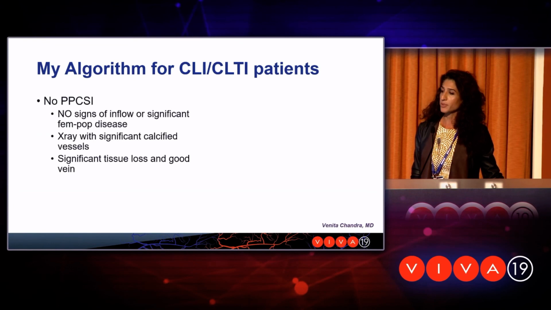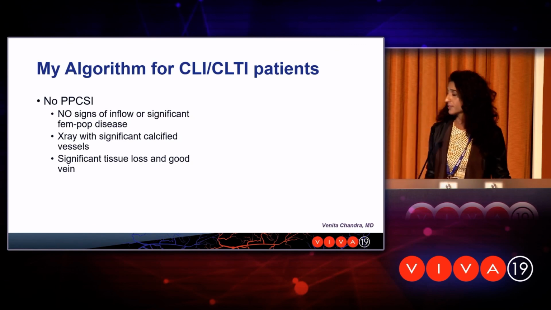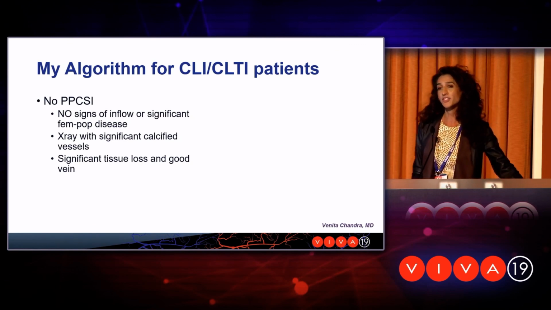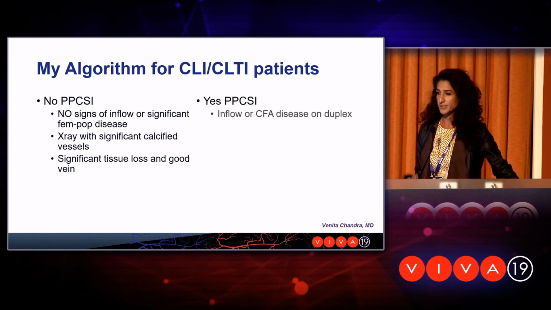I do not get pre-procedural cross-sectional imaging if patients have no signs of inflow or common femoral disease or significant FemPop disease. I particularly avoid it in patients like my patient with x-rays showing significantly calcified tibial vessels. And if there's significant tissue loss and they fall into those global guidelines for an open bypass and they have a good vein, just go right to it.